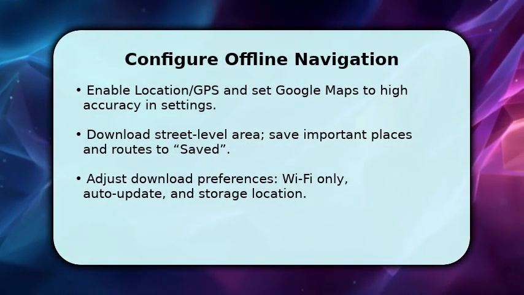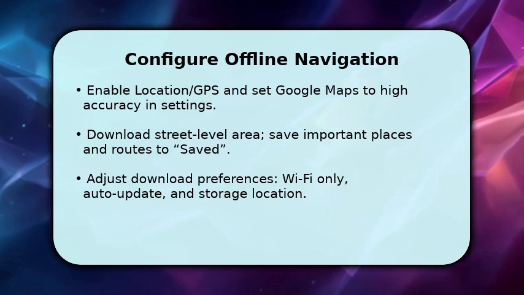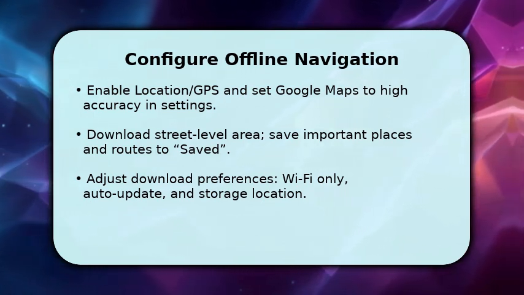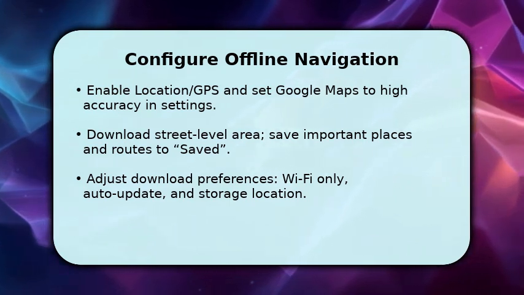Next, configure navigation settings so offline maps behave like online ones. You should enable GPS and set location to high accuracy. This ensures precise positioning even without data.